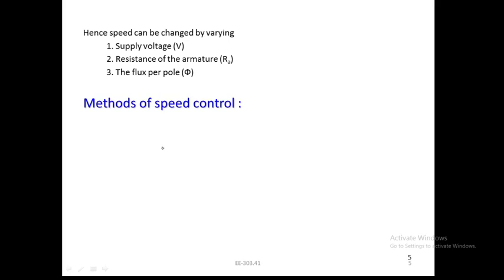So the methods of speed control: first, the voltage control method by means of the supply voltage; the armature control method, that means the voltage across the armature; and the field control method, where the flux per pole is controlled. So these are the three methods of speed control.